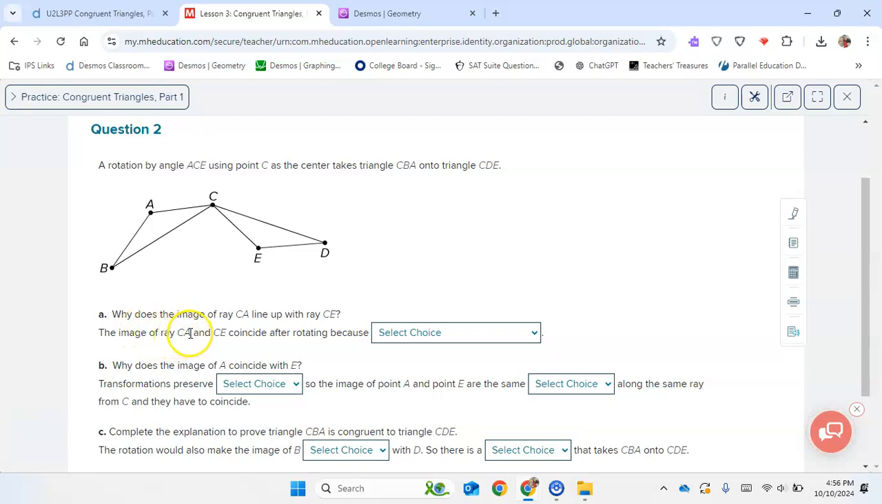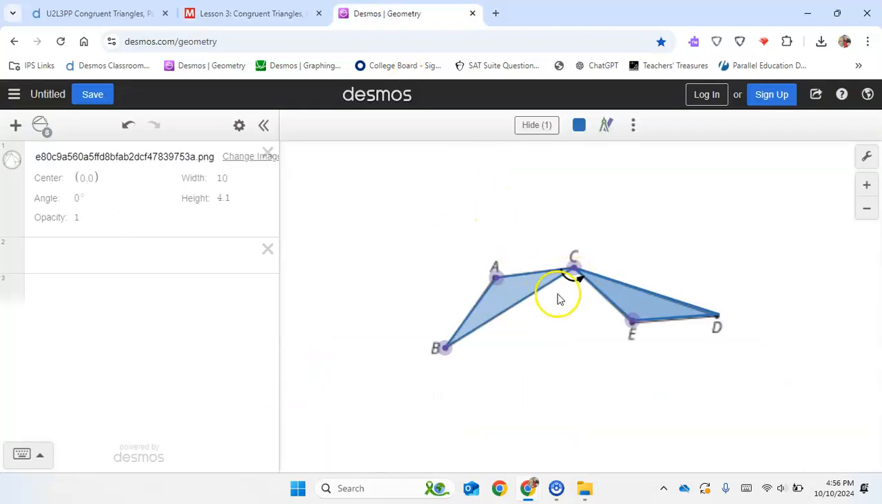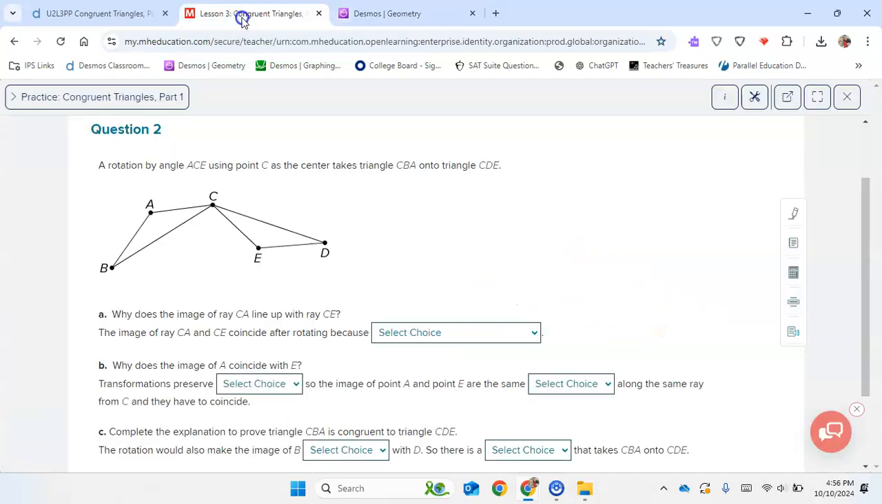The image of ray CA and CE coincide after rotating because we defined it that way. So that was CA, and then you can see it turned into CE. We defined our rotation that way. Why does the image of A coincide with E?